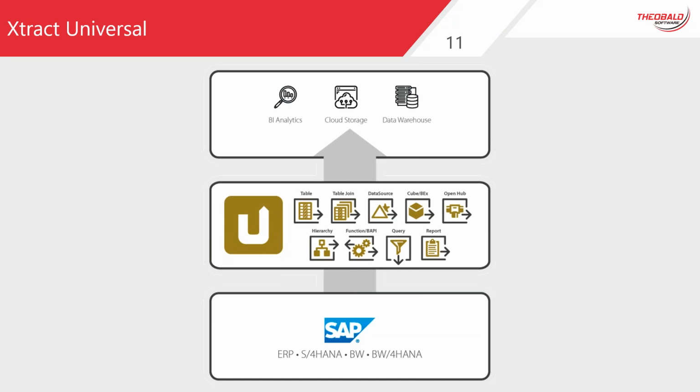That includes ERP, S4HANA, BW, BW for HANA, and sure, all modules in the ERP system and so forth. It offers the components that we have seen again to extract data from the different systems, and it can bring that data into different environments. You can extract it to different BI and analytics tools. Today we will check that with Power BI, for example.